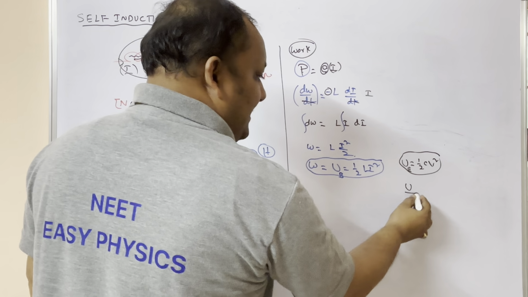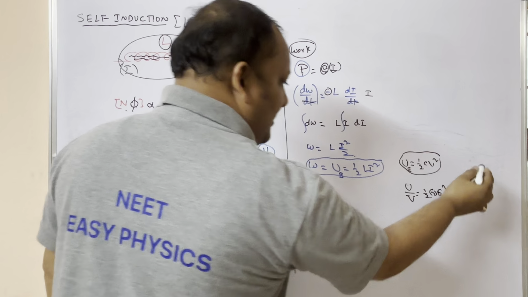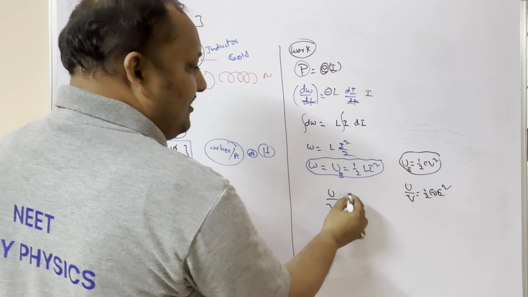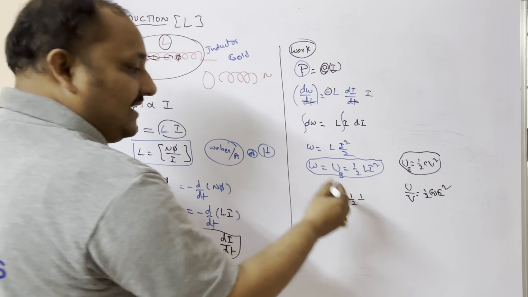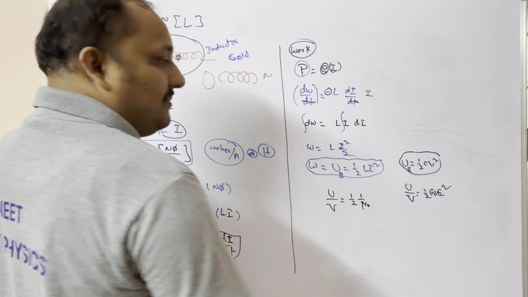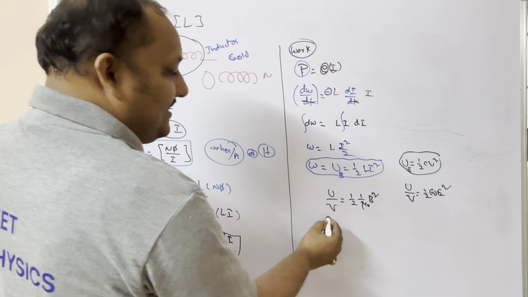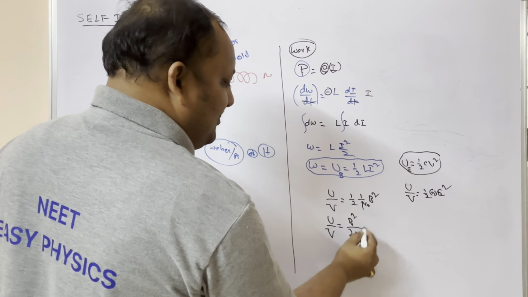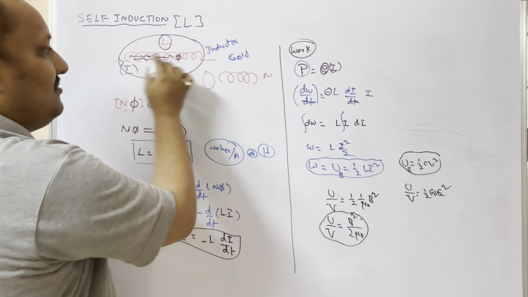So what is the energy density we got here? U by V is half epsilon naught E square. Here, what you will get is energy density per unit volume. In place of epsilon naught, as we compared magnetism and electricity, 1 by mu naught came. In place of electric field intensity, we will get magnetic field intensity. Therefore, U by V is equal to B square by 2 mu naught. This is the energy density. V is nothing but the volume of this coil.